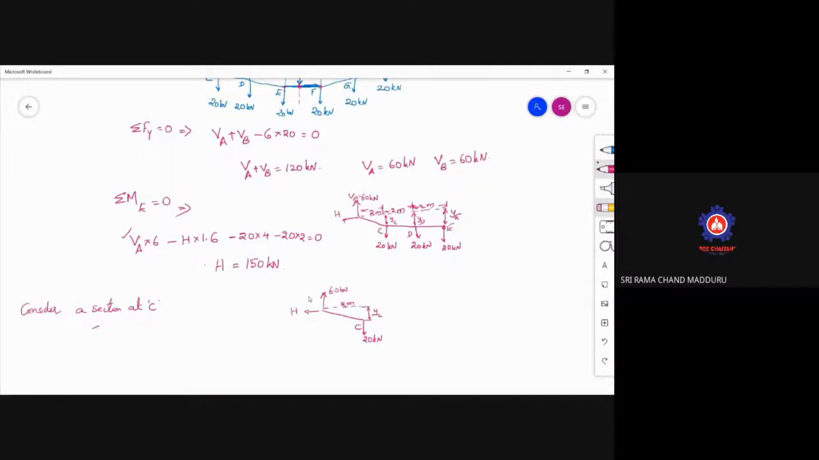Taking moment about C is equal to 0: plus 60 into 2 minus H into YC is equal to 0. So YC is 120 by 150, which is 0.8 meters. So YC is equal to 0.8 meters.